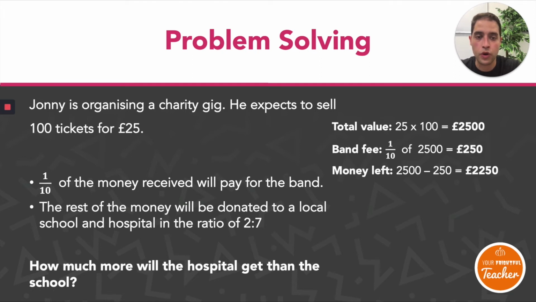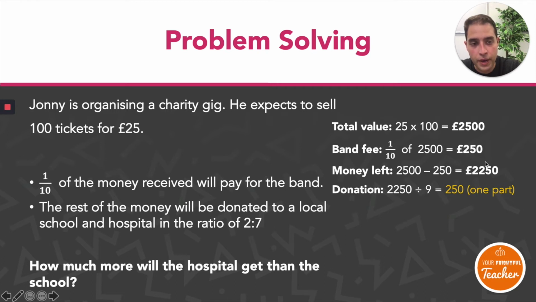Okay, now we're going to move on to the ratio bit, but we need to figure out the money left. So I'm getting this total value, I'm minusing the band fee to find out what's left to be able to be donated, and that's a grand total of 2,250. So the donation, if I want to work out this ratio, again, I'm dividing the total amount of money left by the number of parts. And you work out the number of parts by adding these two numbers together. That's 9 parts. So one part has a value of 250.